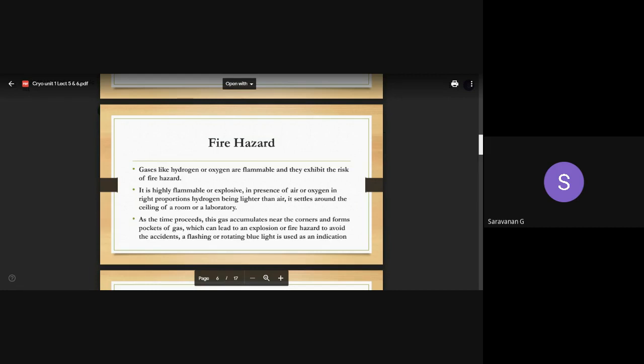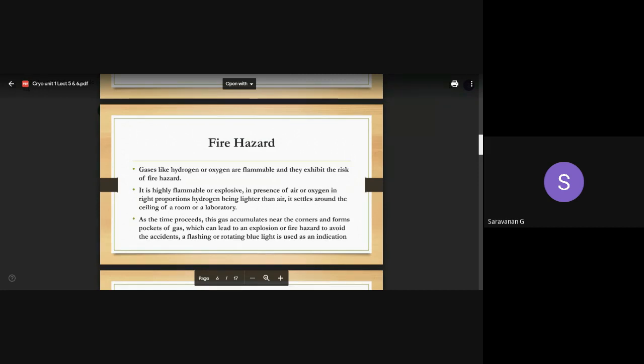If air or oxygen is present in the right proportions, the gas will also settle around the room, the laboratory floor area, the ceiling, and other systems. That is also one of the reasons for fire hazards. As time increases, the gas volume accumulates not only in the room ceiling but in all the corners and every area. It will cause an explosion or fire hazards. So in such cases, we should have some indication to avoid such fire hazards.